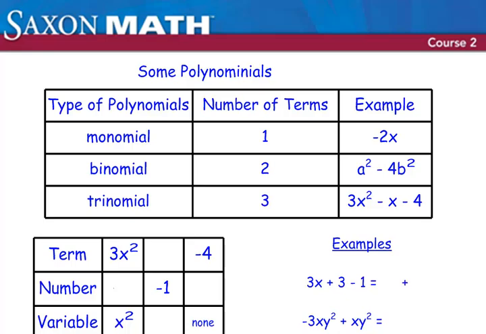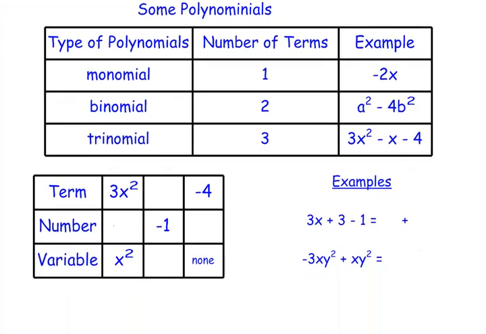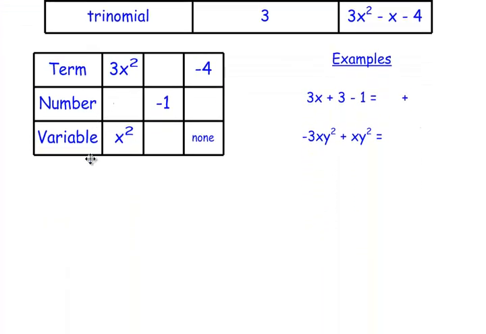Some additional words that we're going to talk about are terms, numbers, and variables. Some examples of terms are 3x squared, negative x, and negative 4. All of those are examples of terms. We will refer to these as numbers: positive 3, negative 1, and negative 4. A variable, which we know is another name for a letter, is x squared, x, or none at all.